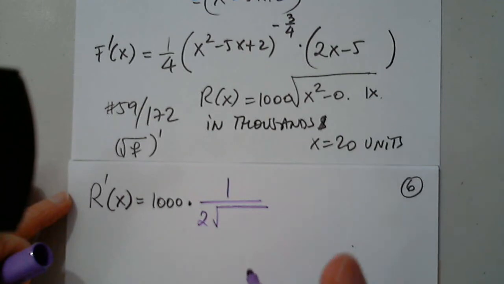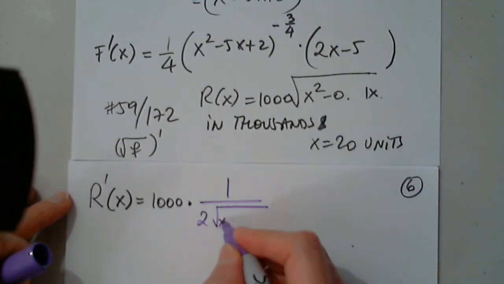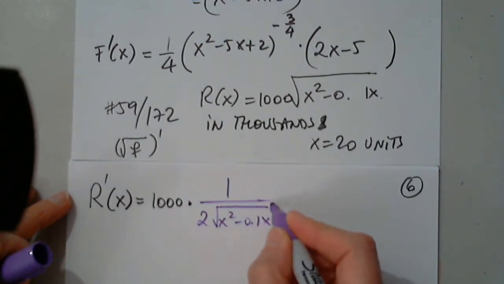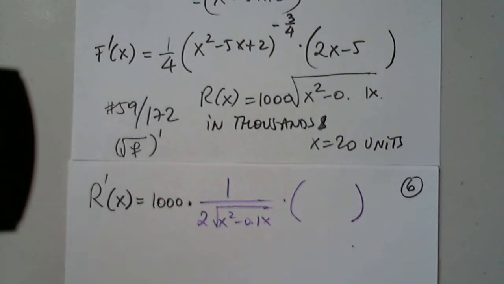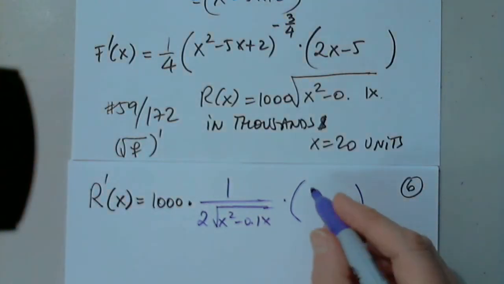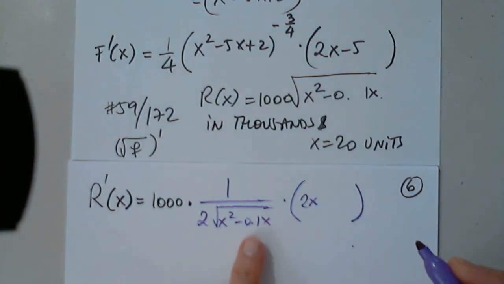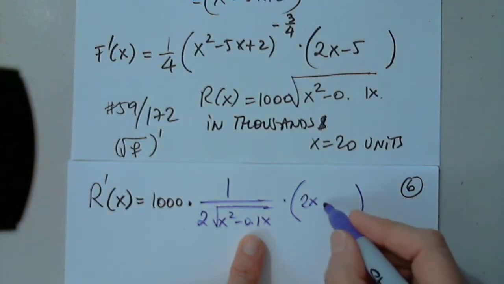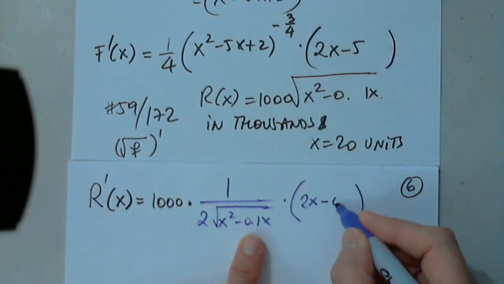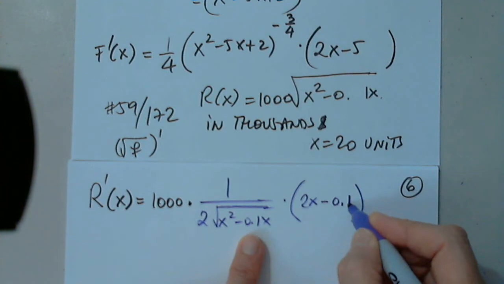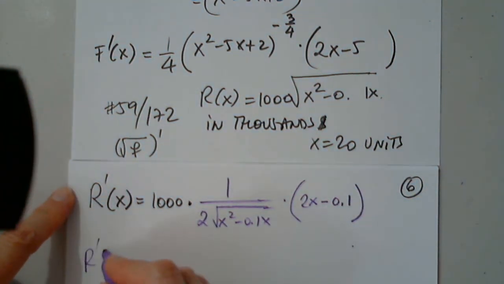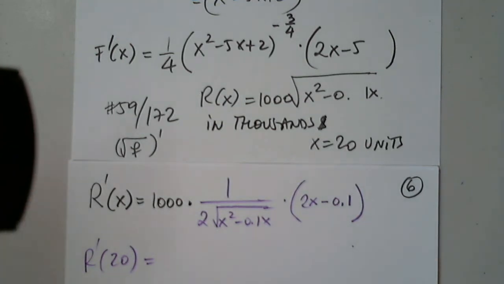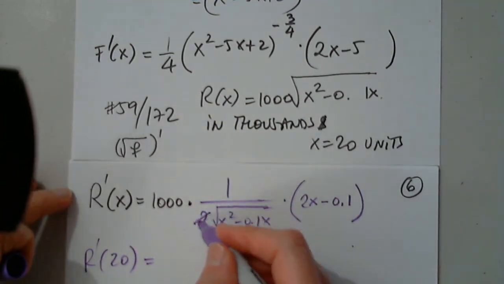1/2 times the square root of x squared minus 0.1x. Very good. Times the inner function prime, 2x minus 0.1. That's it. So now I can find r prime of 20. I'll simplify it a little bit.